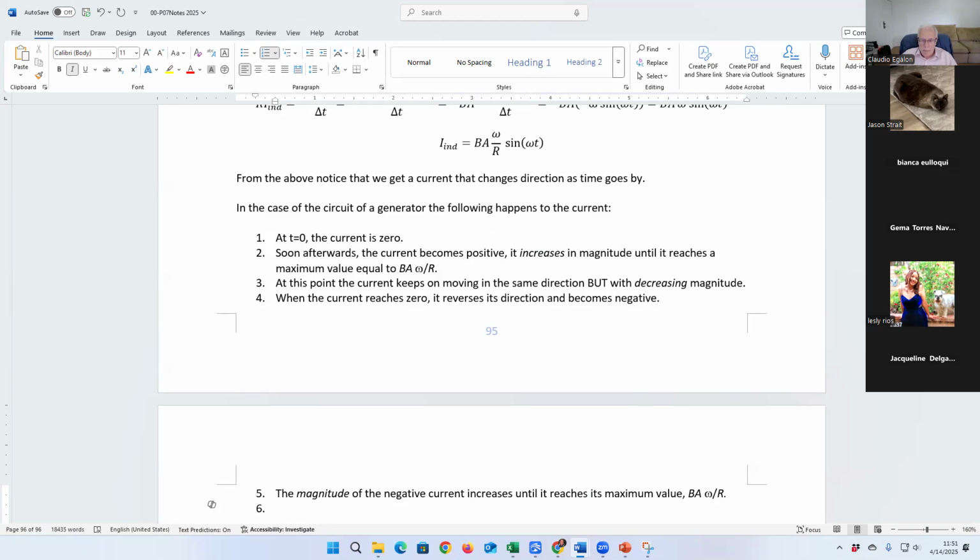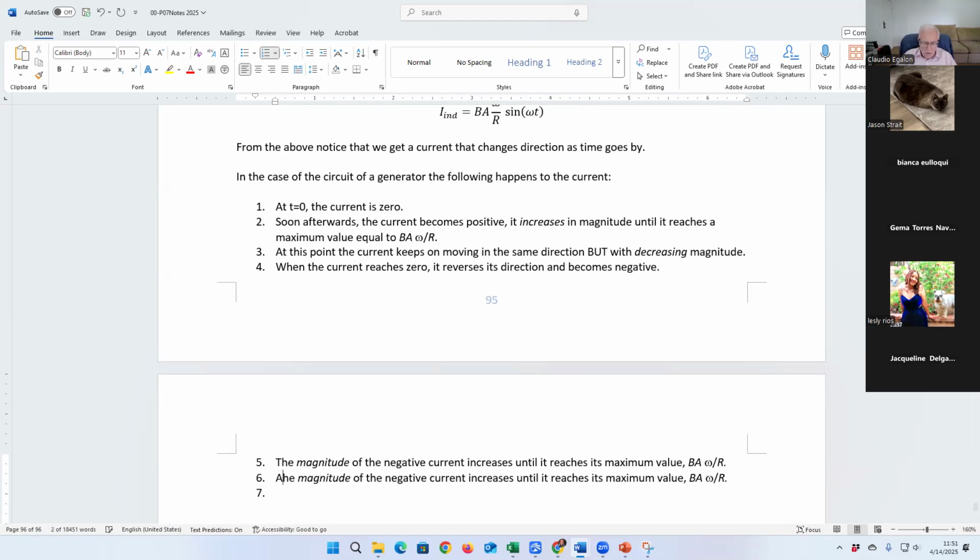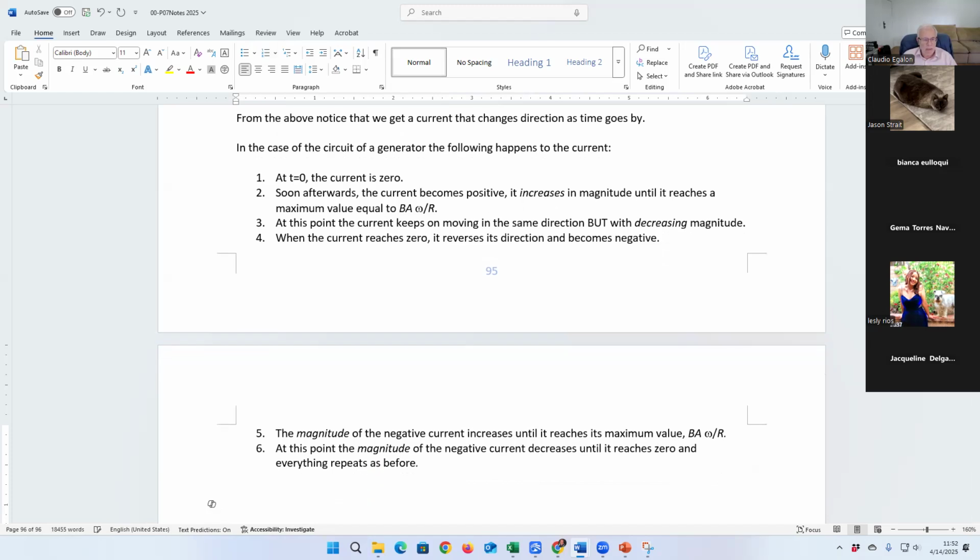At this point, just like before, the magnitude of the negative current decreases until it reaches zero. And everything repeats as before. That's the picture you must have.